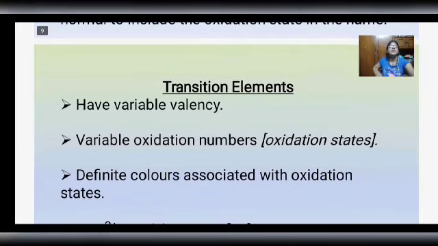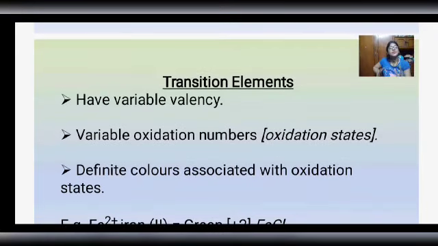Now talking about the transition elements. Transition elements are characterized by variable valency. Naturally, as they are characterized by variable valency, they will have variable oxidation states or oxidation numbers. And different colors of the transition elements are imparted because of them having different oxidation states. At different oxidation states, the transition elements possess different colors.